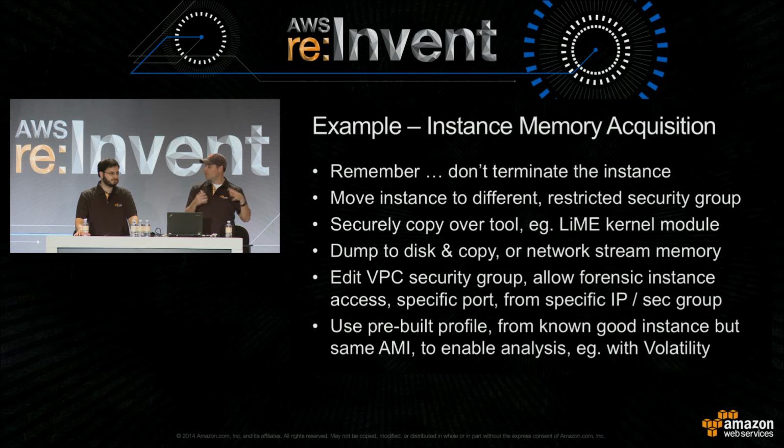That's one way to do it, but there's actually a cleaner way that requires you to do less interaction with the actual disk and certainly fewer commands that may interact with the data that you're gathering, and keeps it more intact. And that's to network stream the actual memory across back to another instance. So edit the actual security group associated with that instance. Now it's isolated, but we're going to edit it to allow forensic instance access. So a specific port from a specific IP or security group.